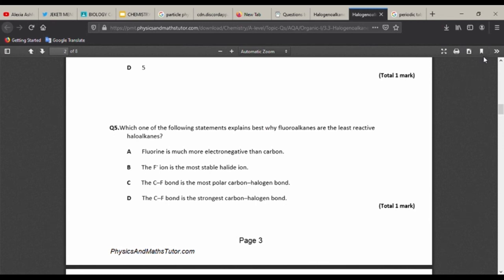The next one is, which one of the following statements explains best why fluoroalkanes are the least reactive haloalkanes? The answer is also D. The CF bond is the strongest carbon-halogen bond. This is because fluorine is at the top of the halogens in the periodic table, making it harder to bind with other molecules and giving less attraction.